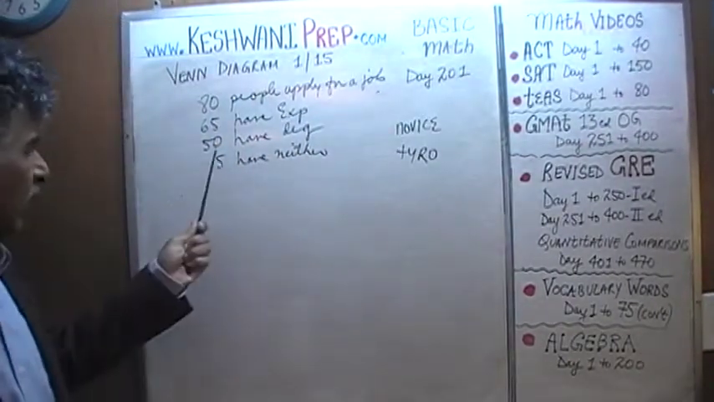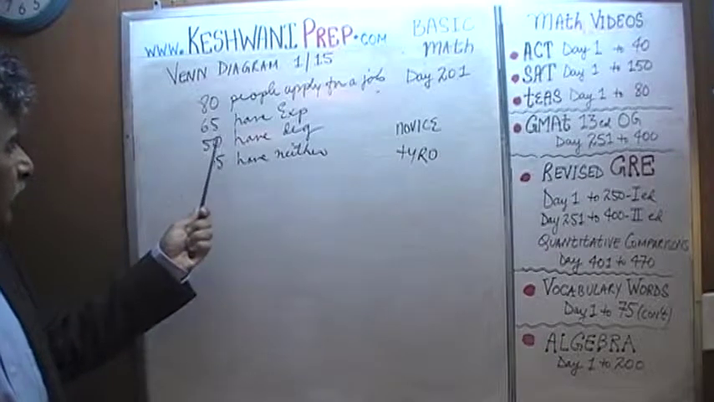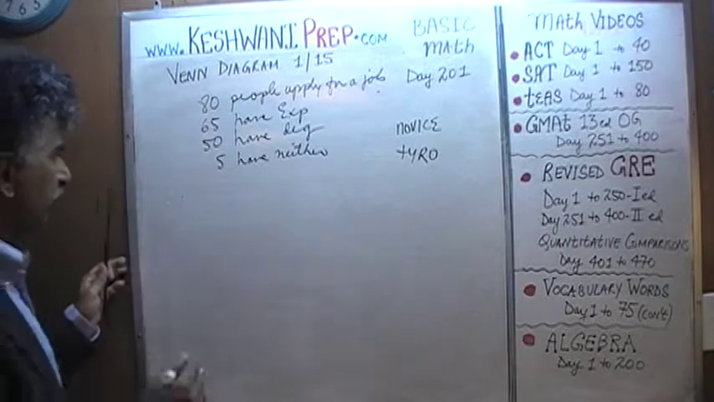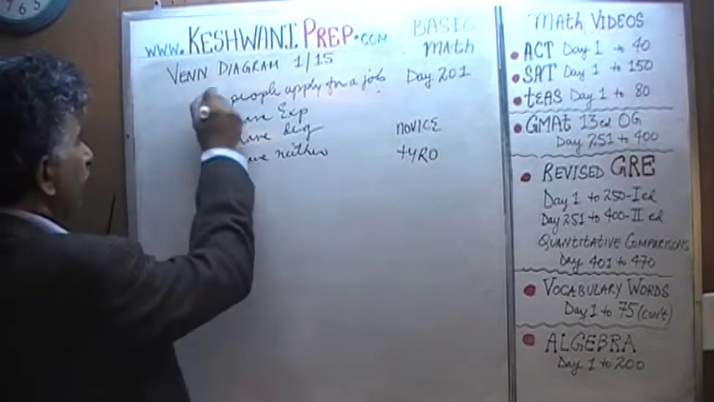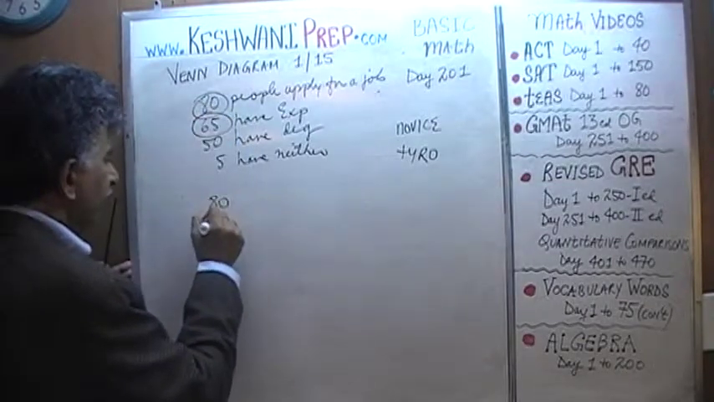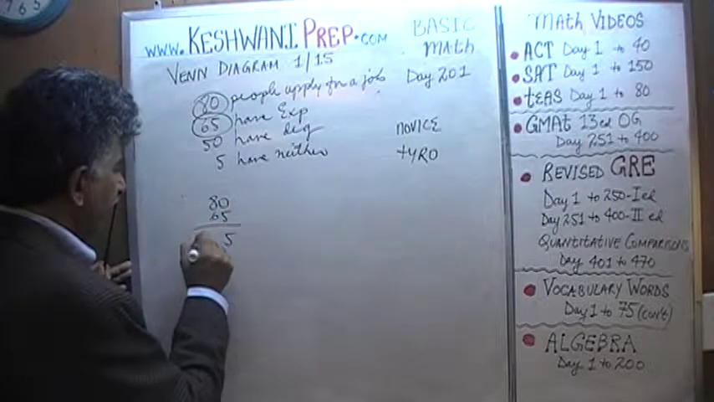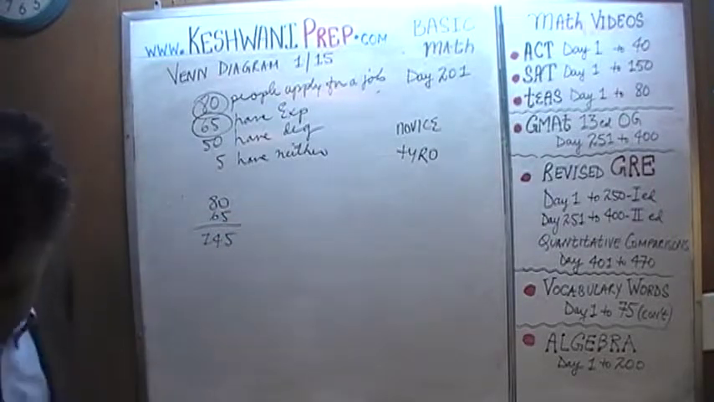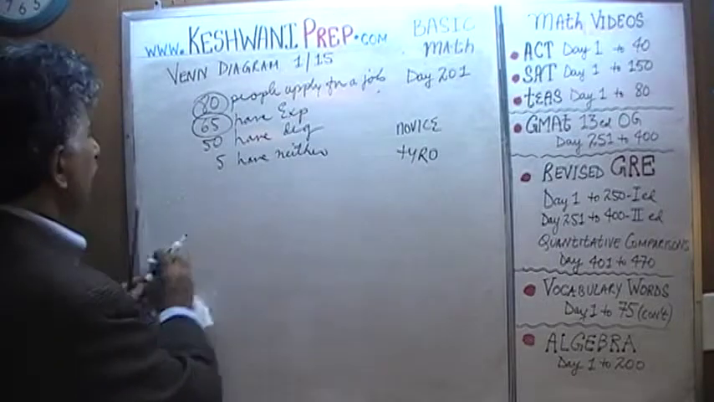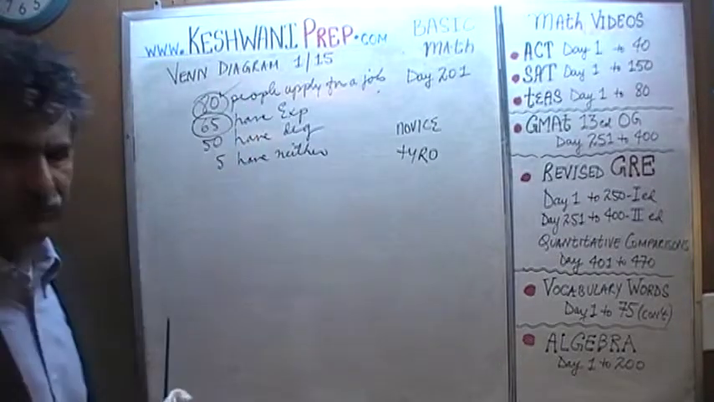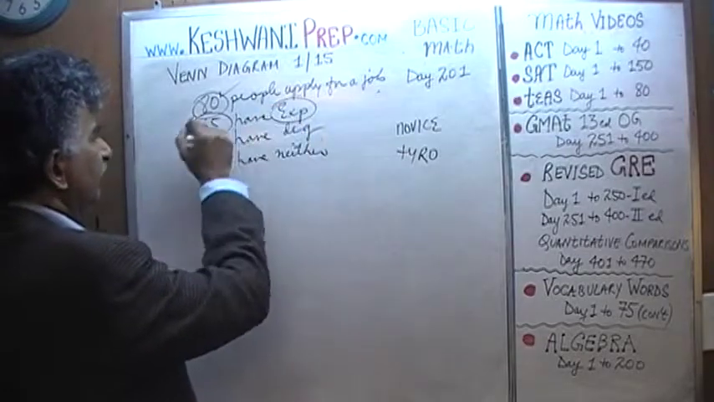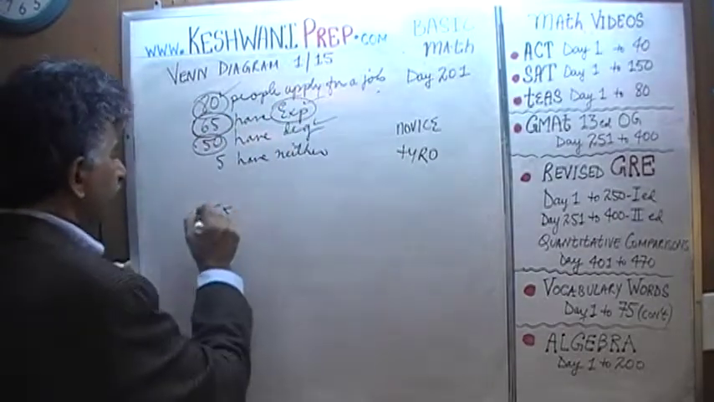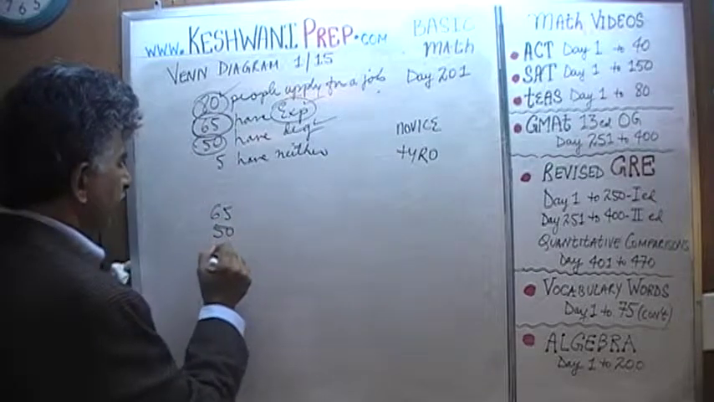5 people have no experience, no degree. Let's continue here, I'm taking too long. So if you add up 80 plus 65, we get 145. Oh, sorry, that's not what I meant to do. This is stupid. 80 is the total. 80 is the total. I'm not paying any attention. 65% have experience. 65 people have experience. 50 people have degree. 50 people have degree.